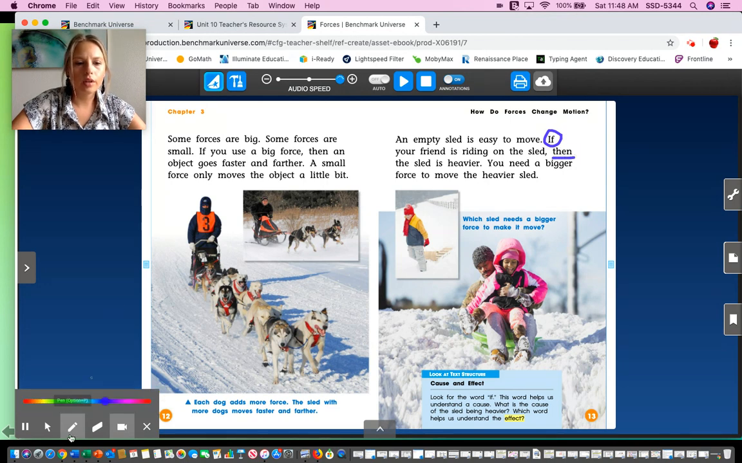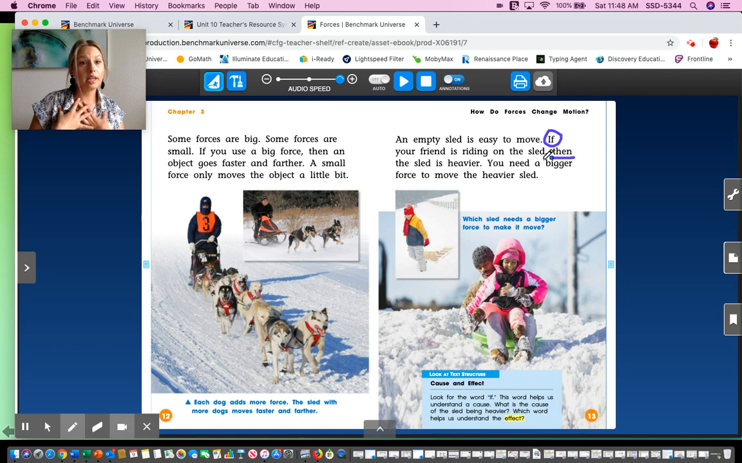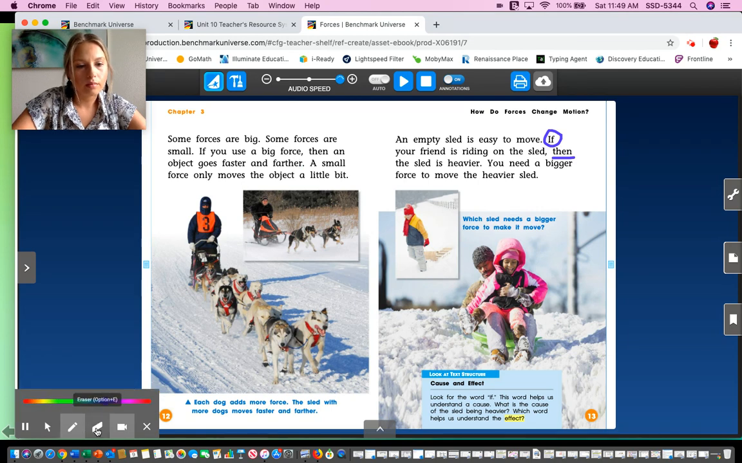Okay, so we're going to look at this word up here, if. If your friend is riding on the sled, so if Miss Paulino's on the sled, that's the cause. Miss Paulino is on the sled. I am the reason why I'm on the sled. Then the sled is heavier. The cause is what happened. The effect is what happened after. The cause is Miss Paulino gets on the sled. What happened after is now it's heavier. And we use the word then, the sled is heavier, which helps us. But don't worry about that. Okay, here we go. We're moving on.